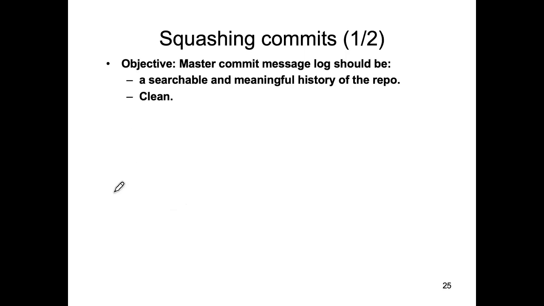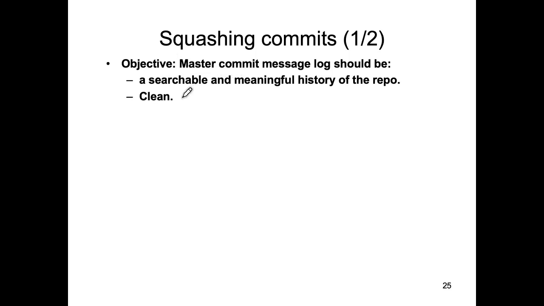This is just a slight, not so much a tangent, but it's a nice thing to be aware of. So what's my objective here? My objective is that on the master branch, the commit messages should be a true reflection of the history of the repository. I'm saying it should be a searchable and meaningful history. So all of the commit messages should be very informative, which is back to the whole communication purpose of the commit message.